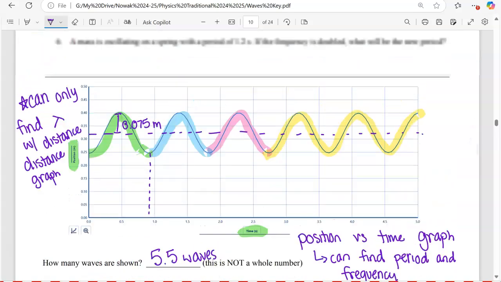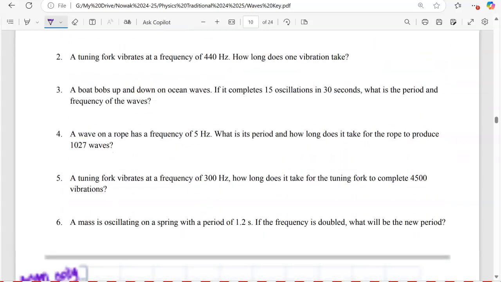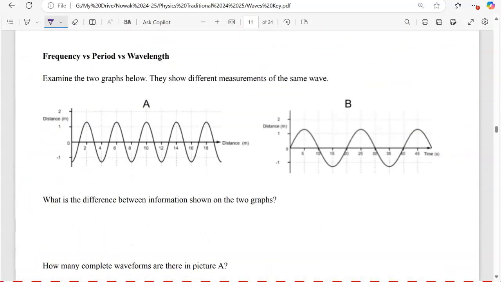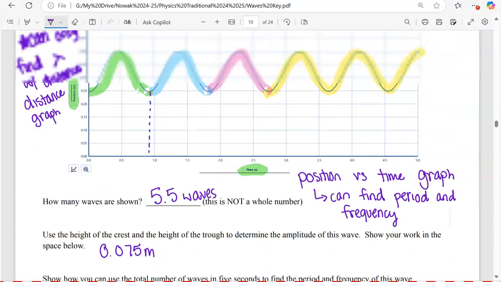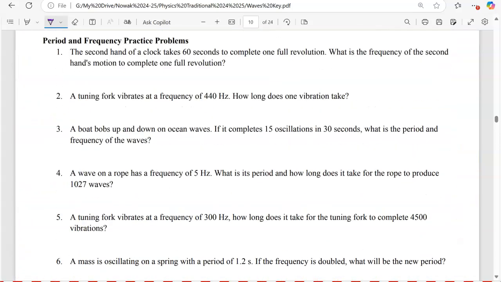So go ahead and continue on, complete the rest of page 10 and page 11, and write down any questions that you have somewhere on your paper so that we can go over them in class.